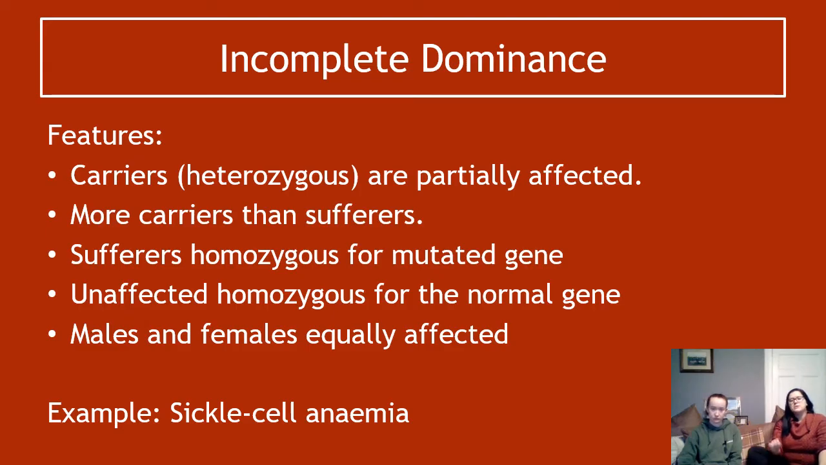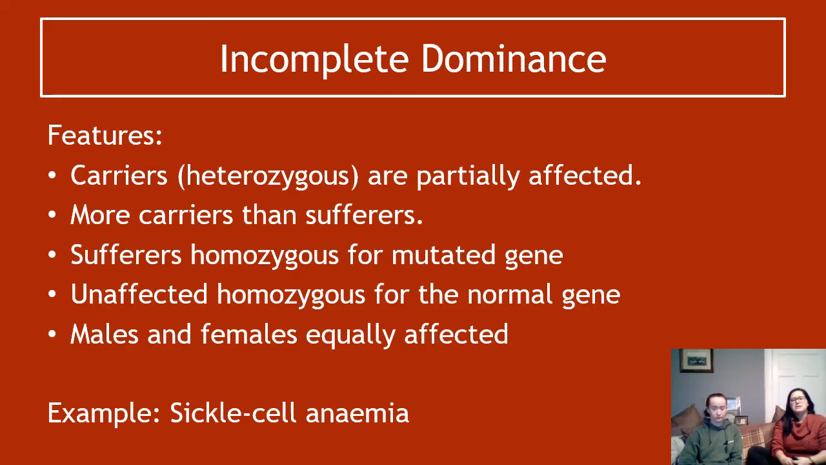Sufferers will be homozygous for the mutated gene, so they'll have disease as their genotype. Unaffected people will be homozygous for the normal gene, so they will have healthy as their genotype. Carriers will have disease healthy as their genotype. Males and females are equally affected. We tend to not complicate matters by putting incomplete dominance on the sex chromosomes.